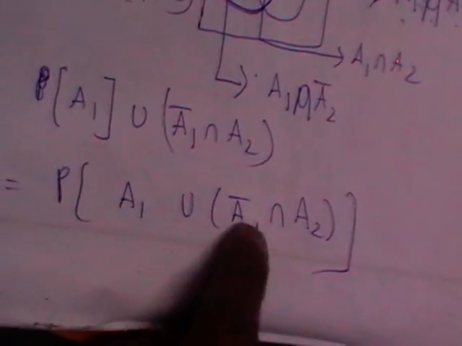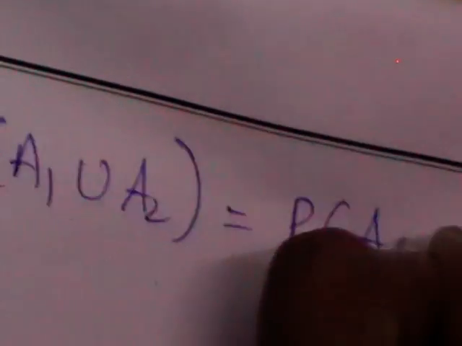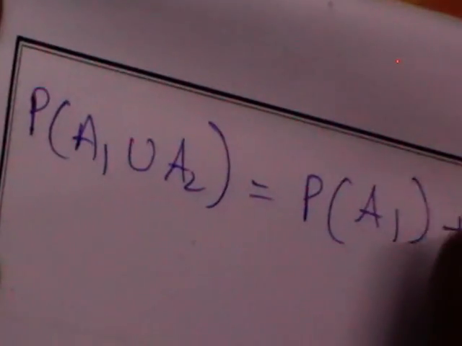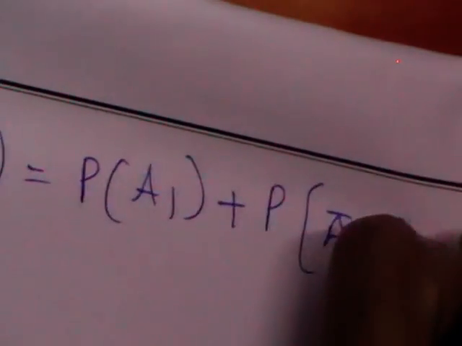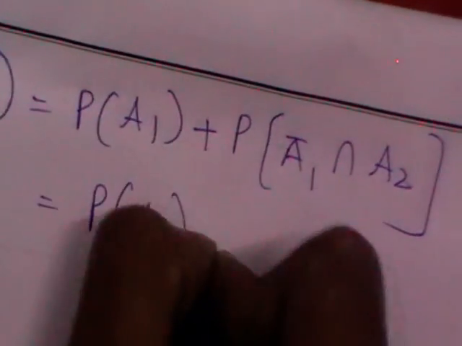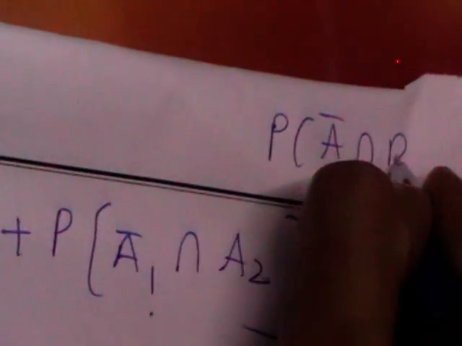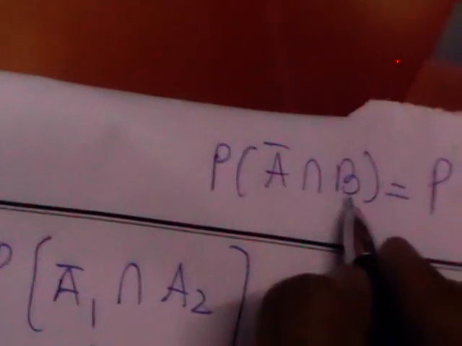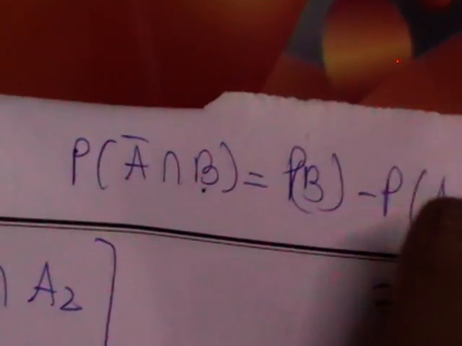Using axiom 3, as A1 and A1 bar intersection A2 are mutually exclusive, I can write P of A1 union A2 as the sum of the probabilities, P of A1 plus P of A1 bar intersection A2. I think we did another theorem where P of A bar intersection B, the one without bar you are going to get first, is P of B minus P of A intersection B.